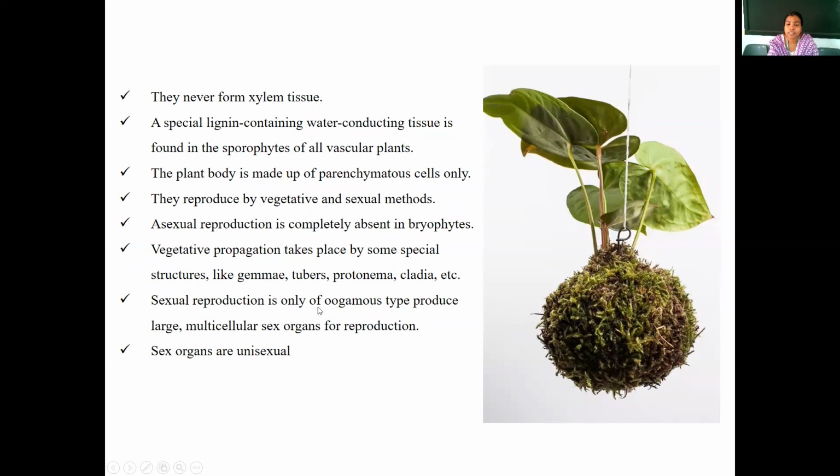Sexual reproduction is only of the oogamous type. Oogamy means the female reproductive organ, the archegonium, does not move here and there. It is stocked in the female gametophytic branch, and it is much bigger in size compared to the male gametophyte. Okay, and the sex organs are unisexual.